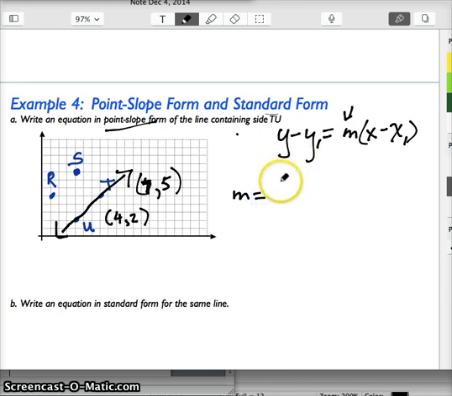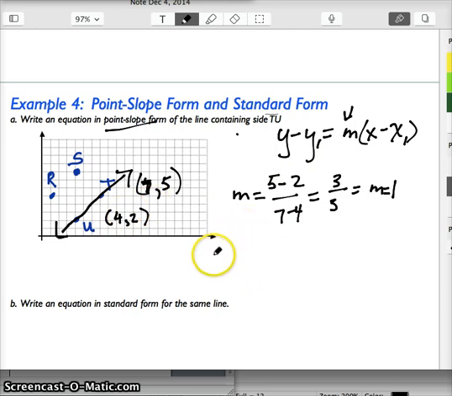Slope is change in y over change in x. I've got 5 minus 2 over 7 minus 4. And when I simplify that, I'm left with 3/3, and that's fun. The slope is just 1. I like that, right? That makes life really easy. So the slope is 1. Let's figure out a point. Doesn't matter. Either point is fine.